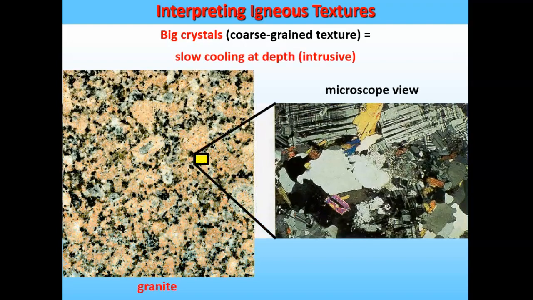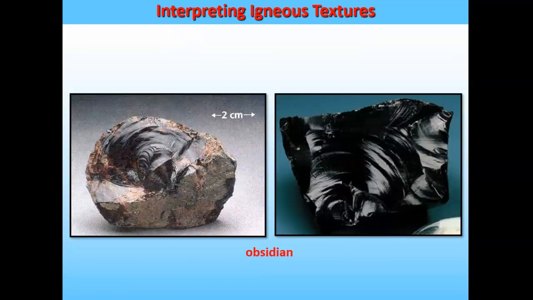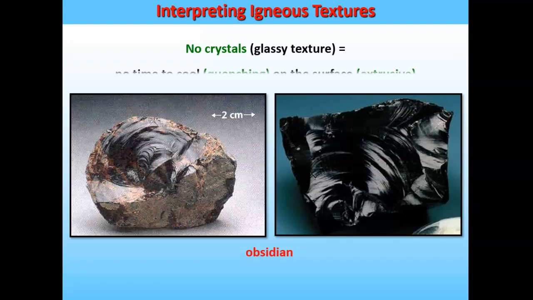And so we've got the coarse, we've got the fine, we've also got what's called a glassy texture, which we see in the igneous rock obsidian, suggesting that no crystals have formed here because of the extreme quickness of the cooling of this material. Maybe quenching, maybe going into some type of fluid, water or something could cause it to cool extremely quickly and gives us that glassy texture.